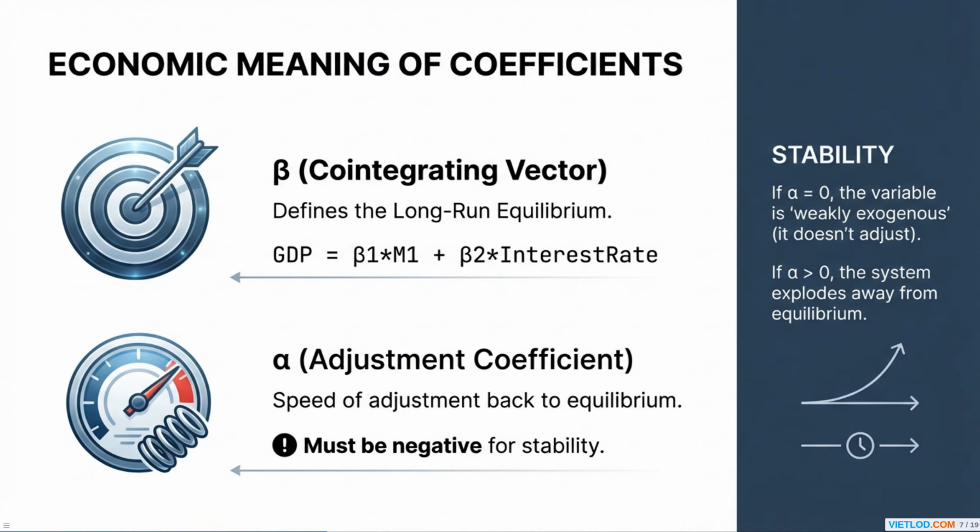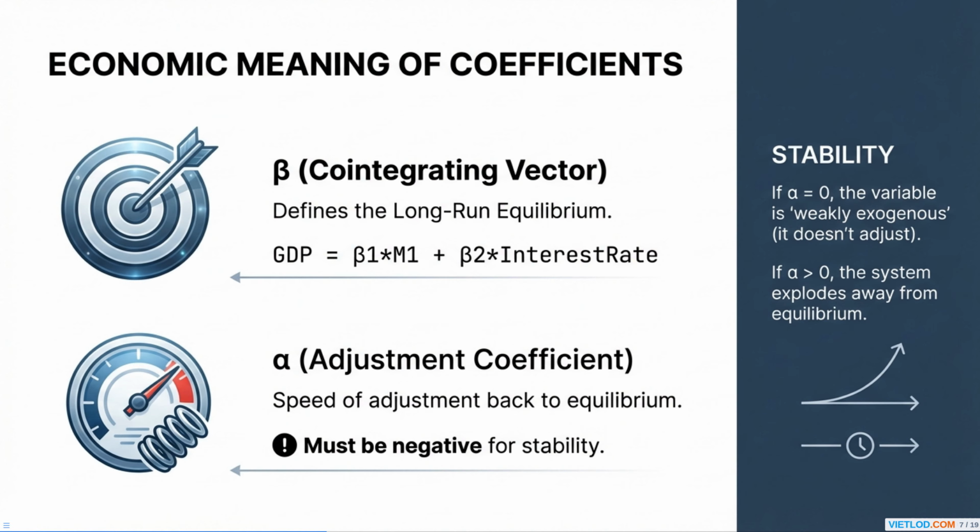This slide breaks down the economic meaning of the key coefficients in a vector error correction model. First, we have the beta vector, or the cointegrating vector. This vector defines the long-run equilibrium relationship itself. It gives us the parameters of the long-run equation, such as GDP equals beta 1 times M1 plus beta 2 times interest rate. Second, we have the alpha coefficient, also known as the adjustment coefficient.